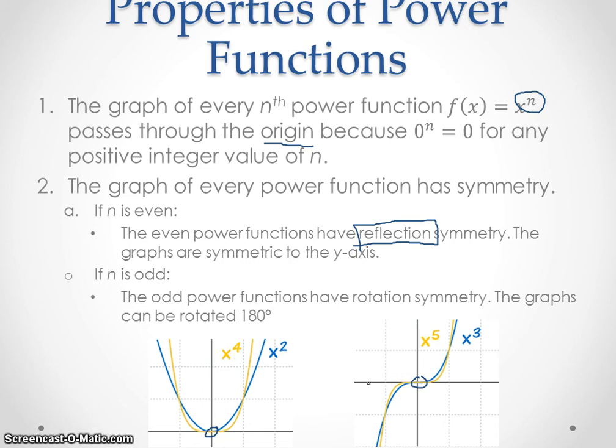Now if n is odd, those are these graphs over here, not symmetric to the y-axis. Notice if we folded along the y-axis, this would not land right on top of this guy, but they have rotation symmetry, which means if we take everything in the first quadrant and rotate it 180 degrees, it would land exactly over here in the third quadrant, exactly rotated around. Like you could spin this and it would land on top of each other. So picture like a twister spinner. Right, so that means that they're going to have rotation symmetry, and they're all going to make sort of like an S curve, okay? So those are your properties that you can remember here.